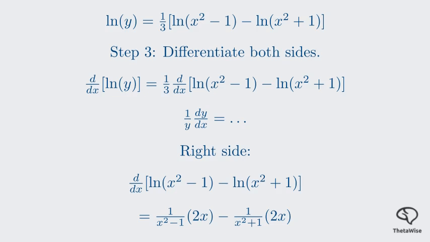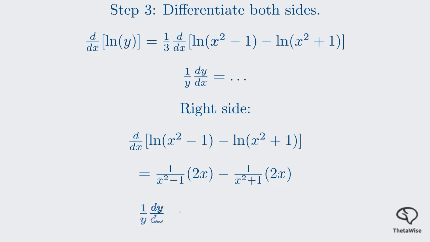Now let's put it all together. We have the left side equal to the right side. This gives us 1 over y times dy/dx equals 1/3 of the difference of those two terms. We are almost there. Our goal is to find dy/dx. We just need to isolate it.